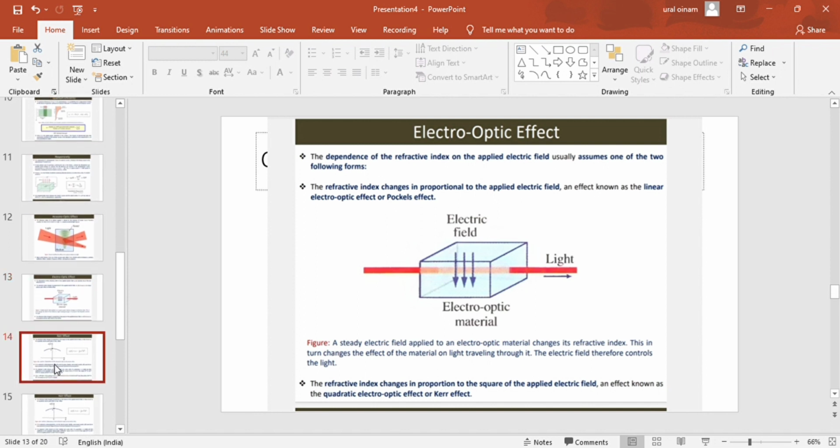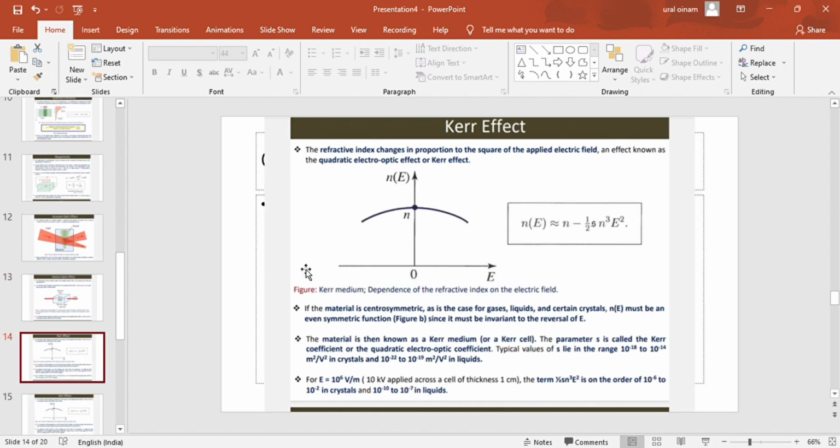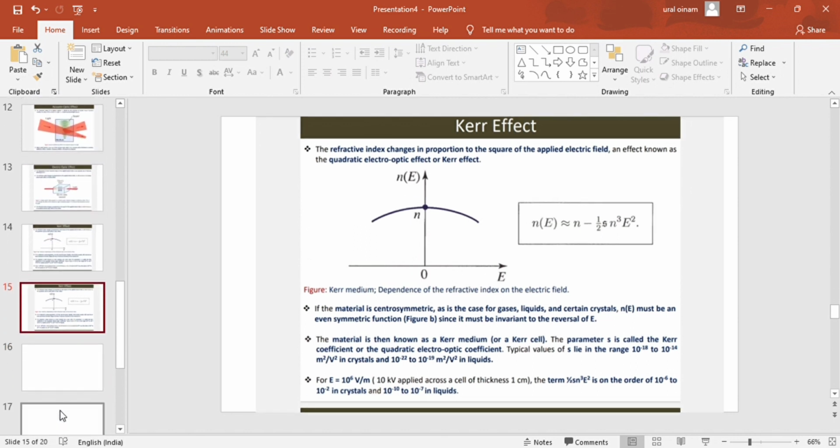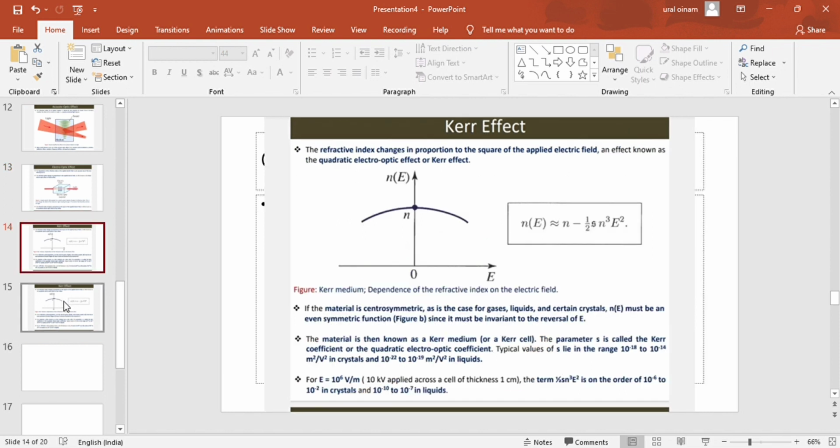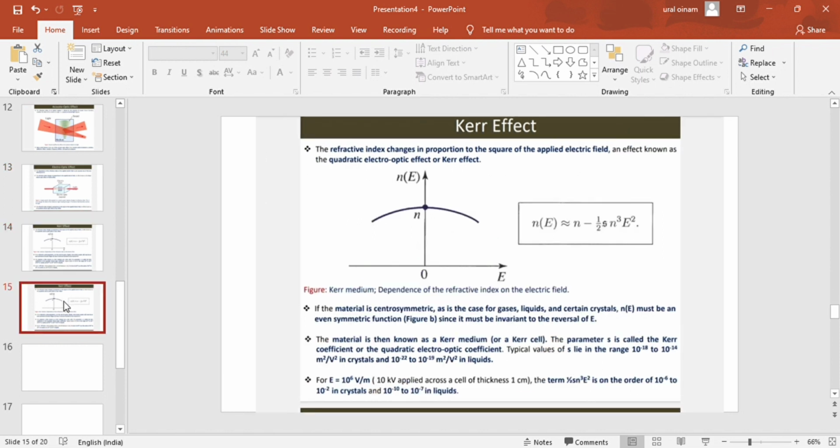And now we have the Kerr effect. Well, the Kerr effect states that the change in the refractive index is proportional to the square of the applied electric field. And then we have the Pockels effect, which says that the change in the refractive index is proportional to the applied electric field. So there is not much of a difference. And with this we'll end the brief summary about the introduction to photonics.